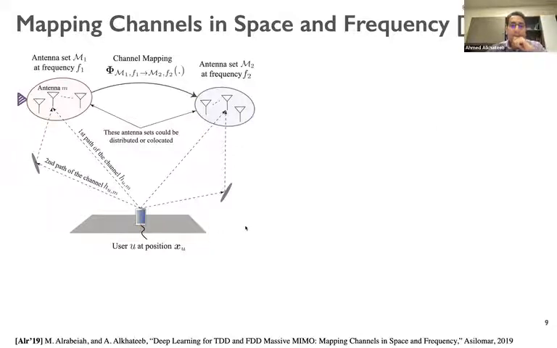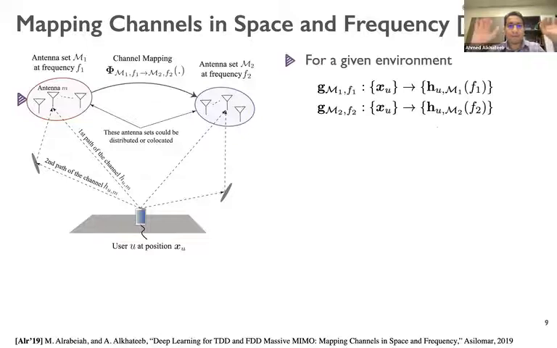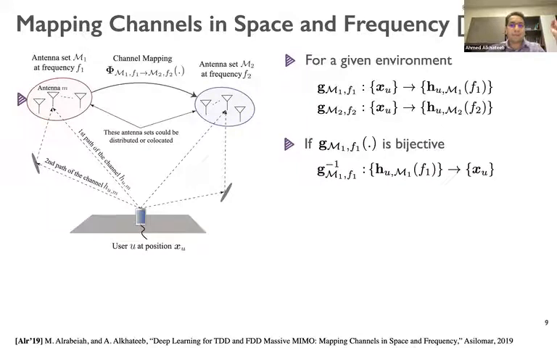And essentially in this channel mapping, what we are saying is that if you are given a deterministic environment and there are two sets of antennas, M1 and M2, that are communicating with the same mobile user, then if we know the channel at the first set of antennas, we can map this channel to the second set of antennas, even if this other set of antennas is at a different frequency band or in a different location in the same environment. And there is a simple proof for that.